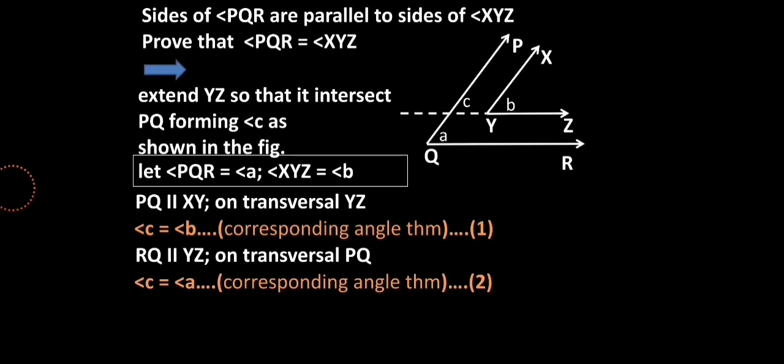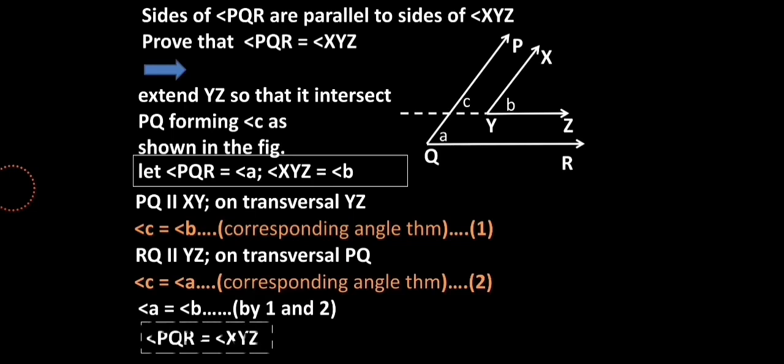This property is called transitivity. So by the property of transitivity we can say angle A is equal to angle B, and hence PQR is congruent to XYZ, because we have considered it, and this is the way we have cracked this sum. I hope you have understood it.